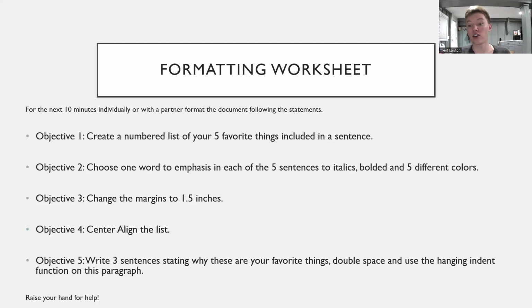Objective 4, I want you to center align your list. So it should be in the center of your document. So that's the only thing. It's going to be clear to read. And then objective 5, I want you to write 3 sentences on the bottom stating why these are your favorite things. And I want you to double space that paragraph. And then I want you to use the hang indent function. Raise your hand for help. I'm going to give you guys about 10 minutes to do this, and then we're going to move on. I'll be walking around and helping as needed.